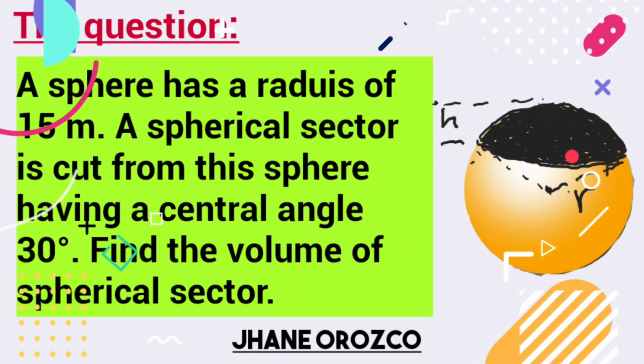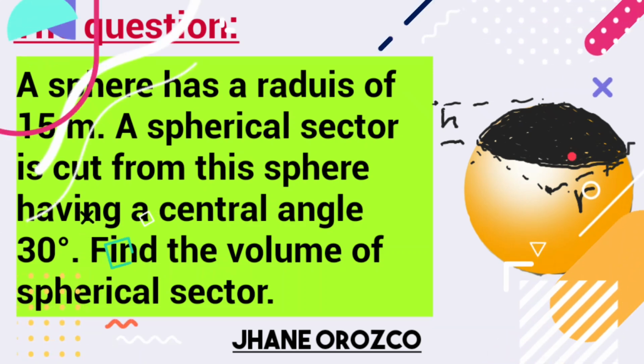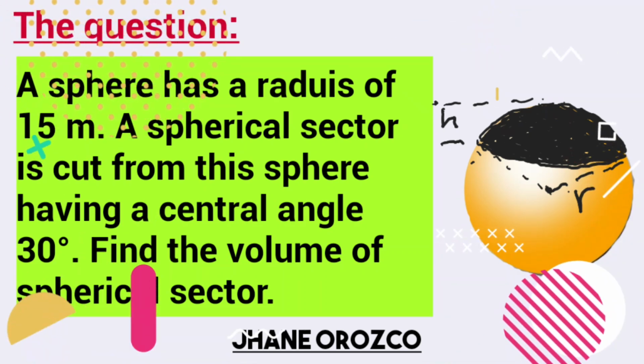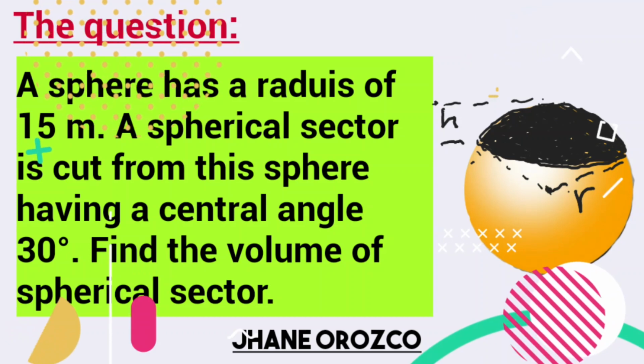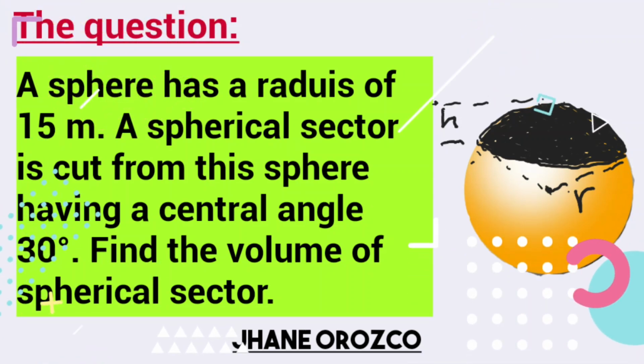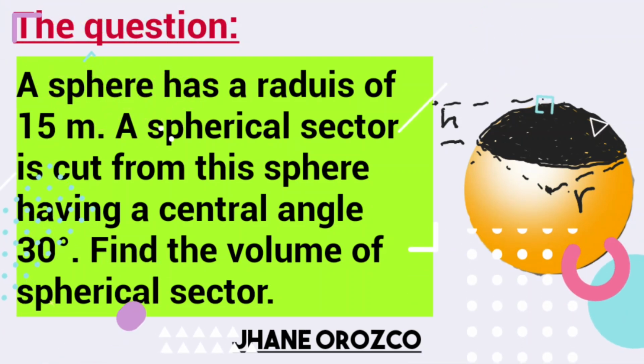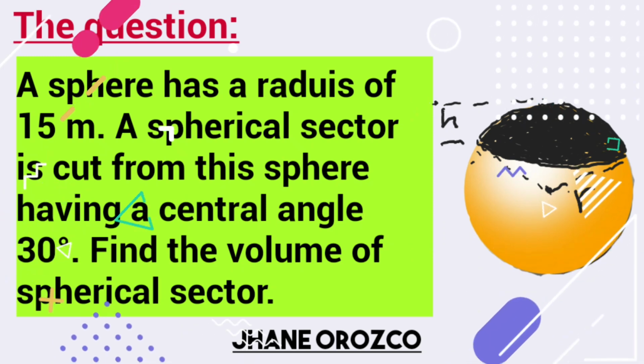Again, a sphere has a radius of 15 meters. A spherical sector is cut from this sphere having a central angle of 30 degrees. Find the volume of the spherical sector.